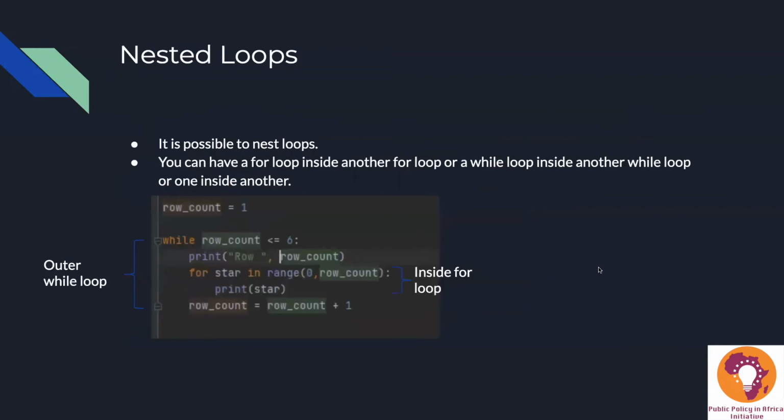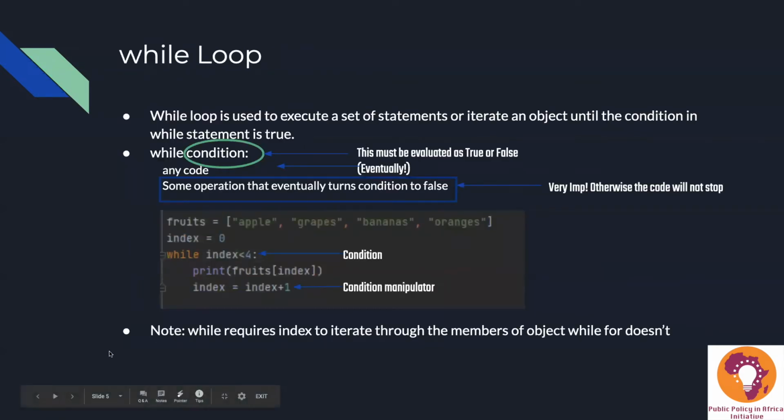All right. Hi, David. It's Hugo over here. Can you please explain the note down? The note down. The which one? Sorry. The note: while requires index to iterate through the members.